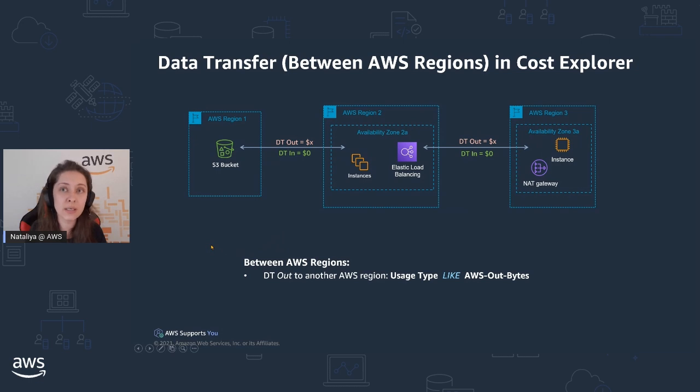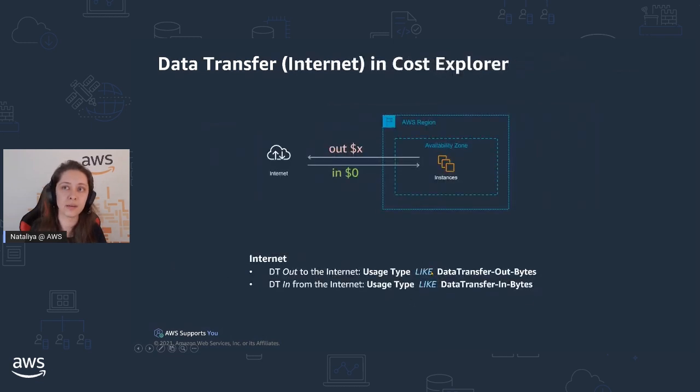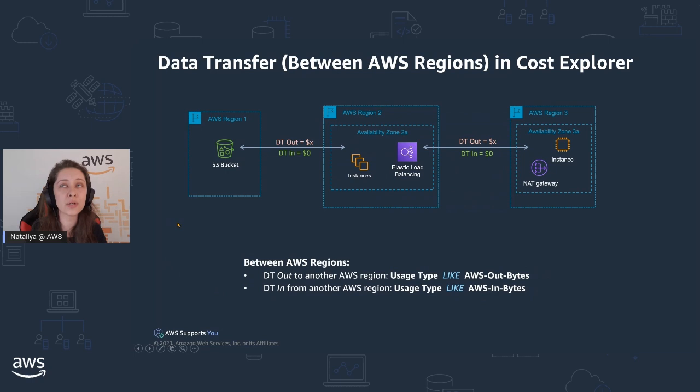Similarly, in Cost Explorer, you would search for a filter called usage type, and you would search for values like AWS-Out-Bytes or AWS-In-Bytes. So in the previous slide, it was called DataTransfer-Out-Bytes and DataTransfer-In-Bytes. That's for internet traffic. And for traffic between two AWS regions, it's AWS-Out-Bytes and AWS-In-Bytes. Again, hopefully it will be easier when you see it in the demo.